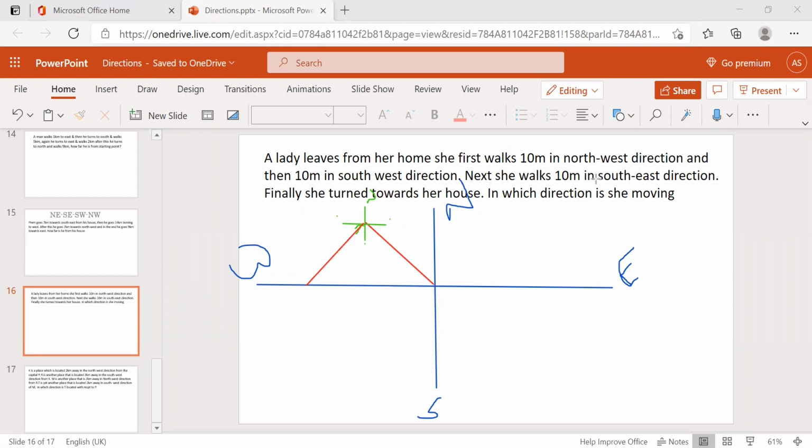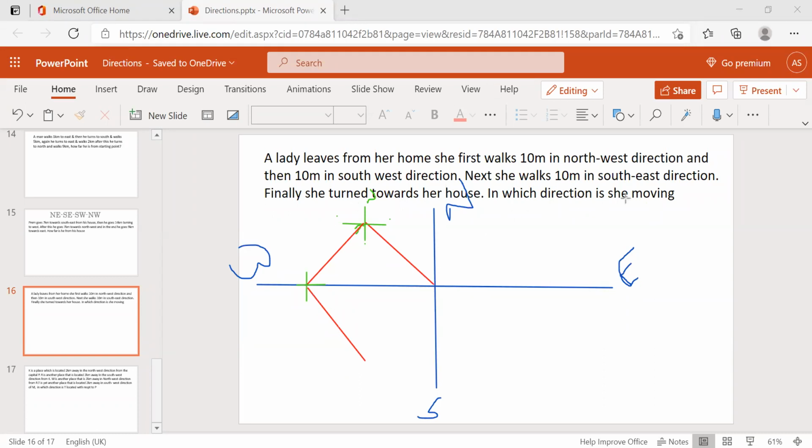Next, she walks 10 meters southeast. From here, which is the southeast? You draw one small diagram here also for understanding. After that, you are not required to. First, you understand. From here, it is north, west, east, south. Now, what they're saying is southeast direction, 10 meters, again 10 meters, southeast direction.